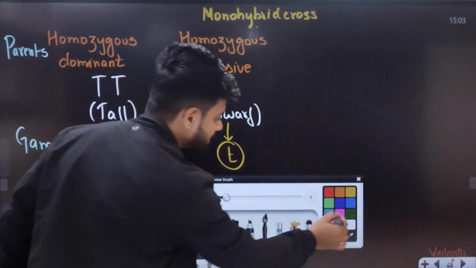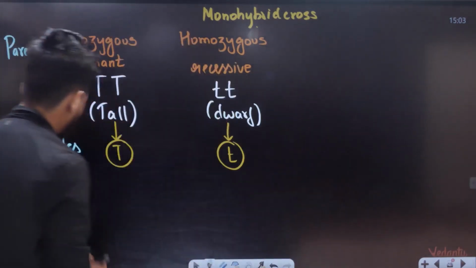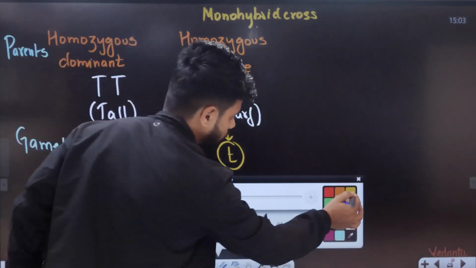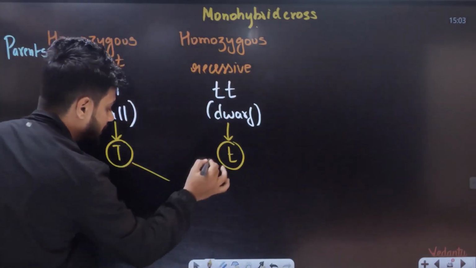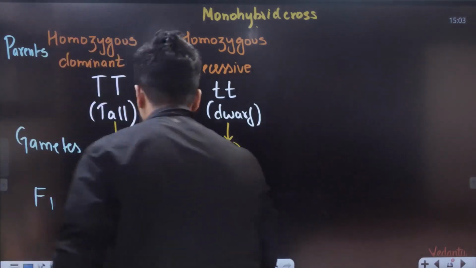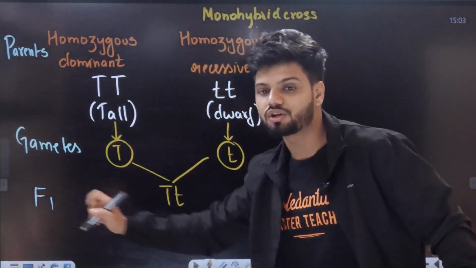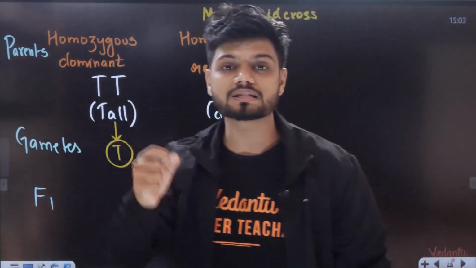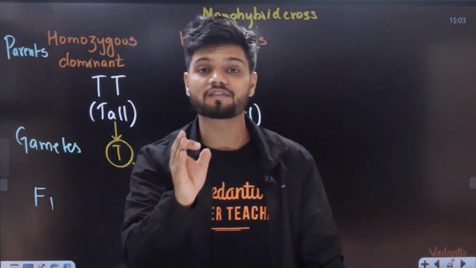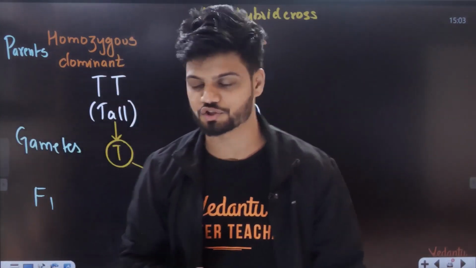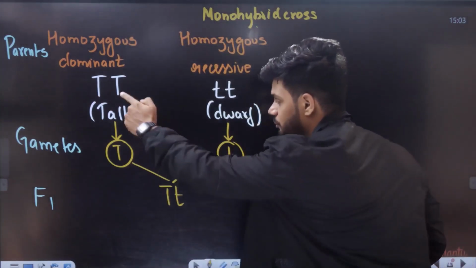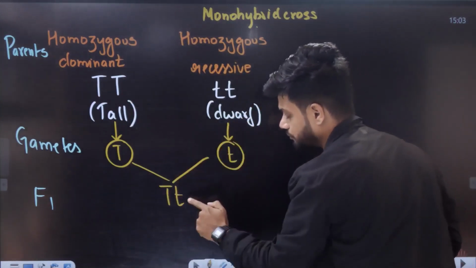Next step is called F1, formation of F1, or crossing. So this T and this T will cross and we will get capital T, small t. This is called the F1 generation, also called the first filial generation. Okay. Now students, tell me, here we have capital T from tallness, small t from dwarfness.